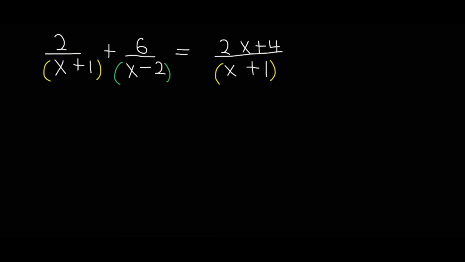So we need the denominators that are not the same, so we take the denominators of the two fractions. This means we take x plus 1 and then x minus 2. So x plus 1 only once, and x minus 2 once, so that is our LCD. From there we multiply both sides by the LCD, and simplify in this way.